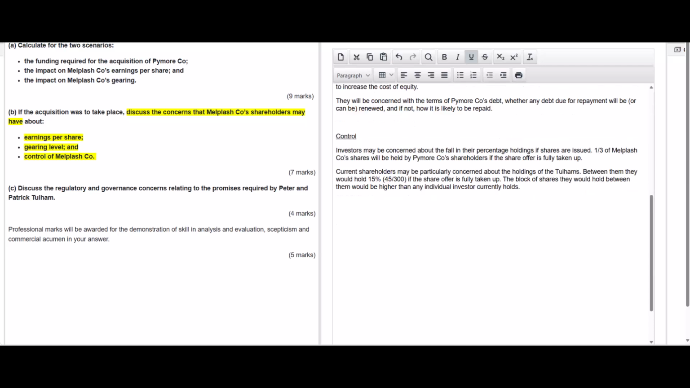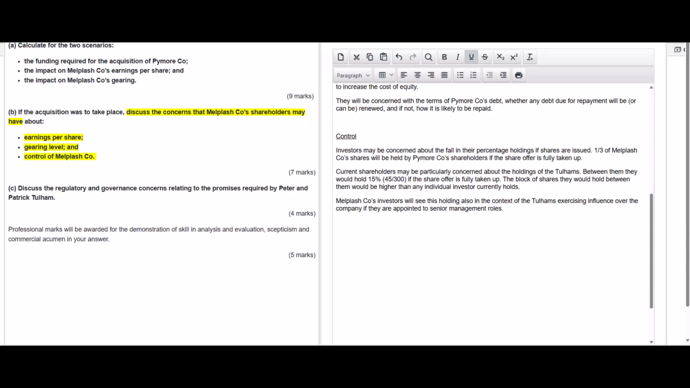And specifically, we've got the Tullums, haven't we? So they would hold 15% of the business if the share offer is fully taken up. So that is going to be higher than any other individual investor currently holds. So that is potentially a concern as well. They're going to have a big say in what's going on in the business.